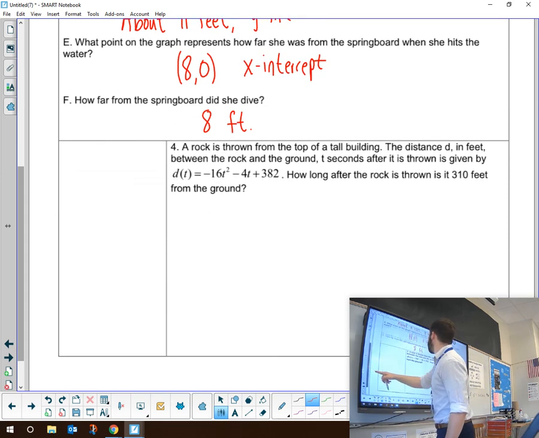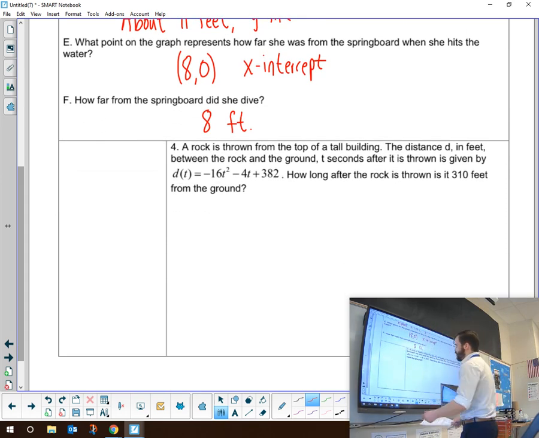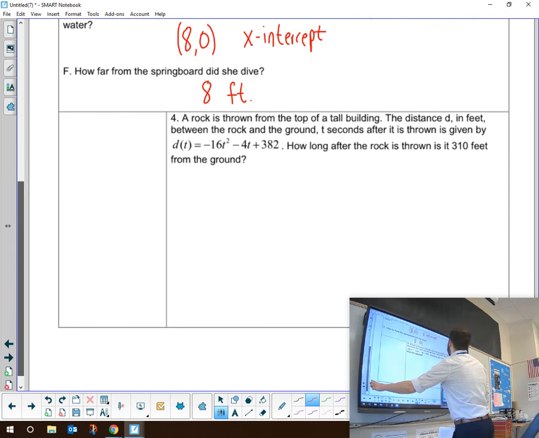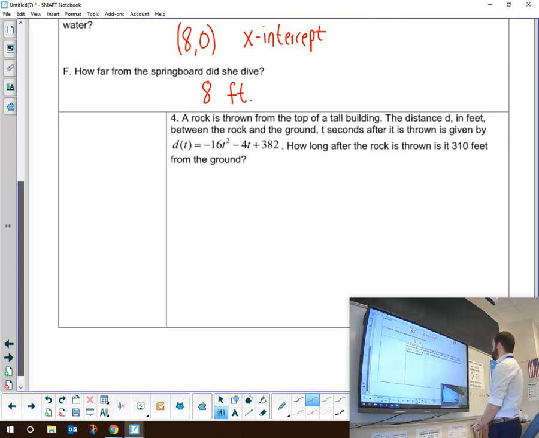Okay, so look at number 4. Now we're into the fun stuff. Number 4. A rock is thrown from the top of a tall building. The distance d in feet between the rock and the ground, t seconds after it's thrown, is given by that equation. How long after the rock is thrown is it 310 feet from the ground?